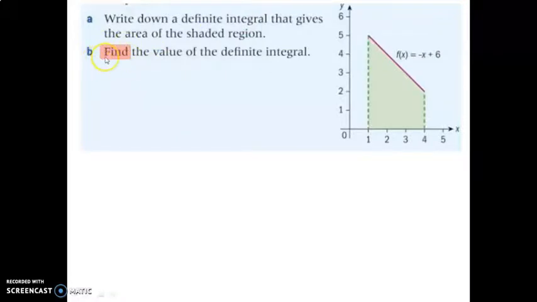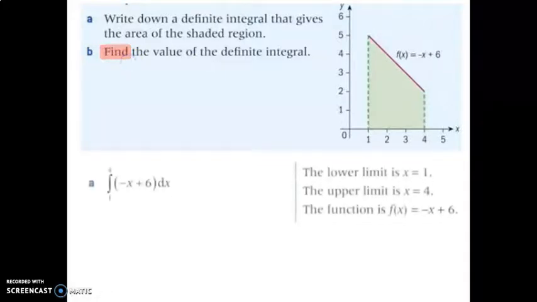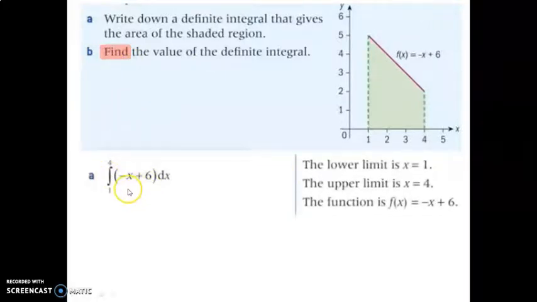And the word find means show your work. So we're going to do this step by step, not relying on our calculator. Okay, so here is the definite integral. Again, we're looking from 1 to 4, so we write from 1 to 4, those are the bounds, and we put the function in here, which is negative x plus 6, and we always end it with a dx here, because that means we're finding the integral and our variable of integration is x.